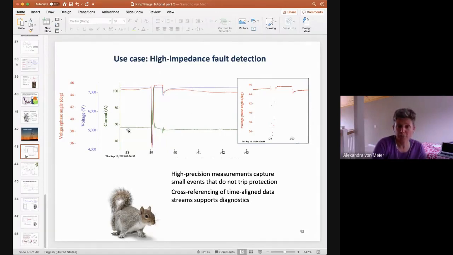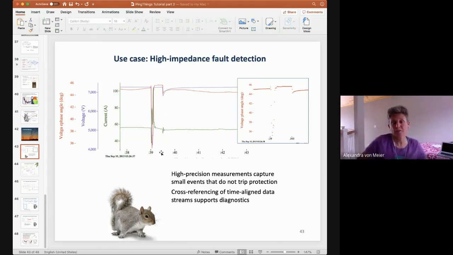So the current through the squirrel is the green line. It's a little hard to follow here, actually, but there's a current spike. And then as the current spikes, the voltage drops because the squirrel makes a short circuit. And we can infer some things about the nature of the system from the ratio of the current to the voltage. But all of this would have gone undetected by old-fashioned SCADA measurements, and goes undetected by circuit breakers because there's just not enough current for long enough to melt a fuse or trip a magnetic relay.